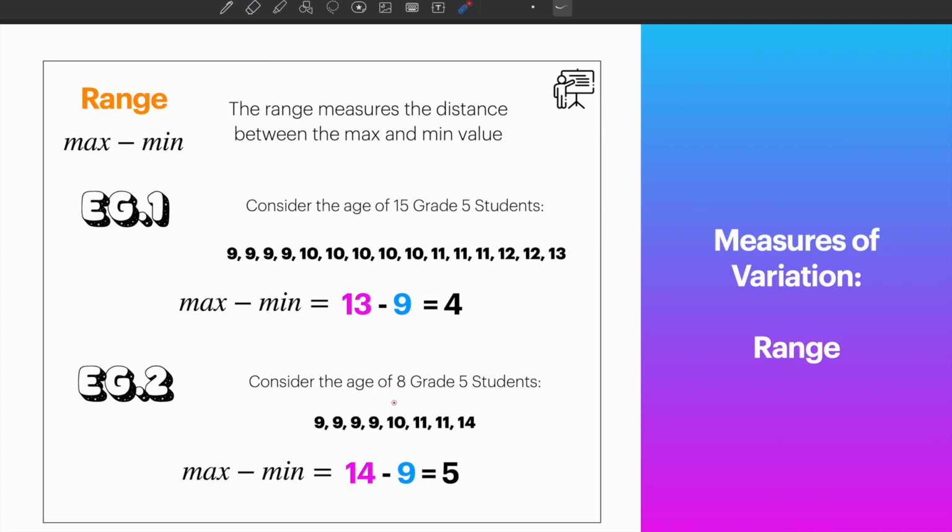And then we were also given a second example where we had 8 students where the maximum age was 14, then we subtract the minimum age, which was 9, and then we get a value of 5. Alright, so we can now see how these two are different. It's fine that this has a larger distance although there are fewer students, but this one has a smaller distance between the ages although they have more students. So it's really important. This gives us some insight on basically how stretched out our data is.